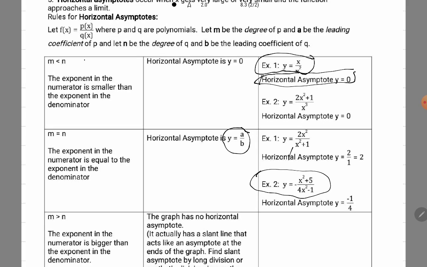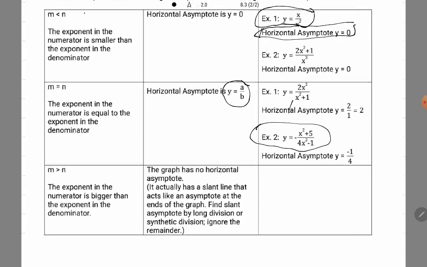Now what if our numerator is bigger than our denominator? Then it has no horizontal asymptote, but it actually has a slant line instead. So let's draw in this example here: 3x squared plus 2 over x minus 1.